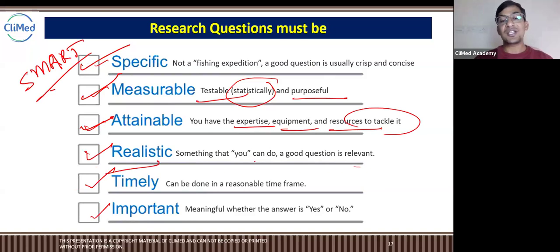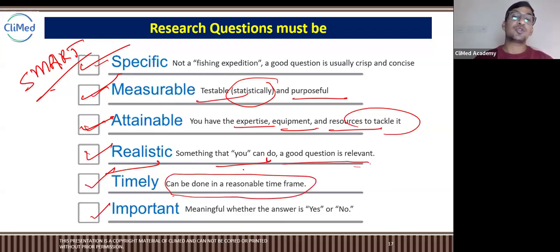Realistic is something you can do. The good question is relevant. Then timely: it should be done in the time frame. You should not take something which cannot be done within the time frame. Your study is for 6 months, but you have a research question which cannot be done in 6 months, which takes 2 years or 1.5 years, or maybe which can be done in 1 month. Both sides of the coin are not good at all.